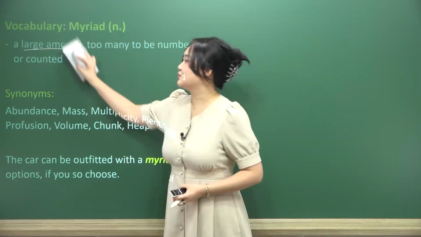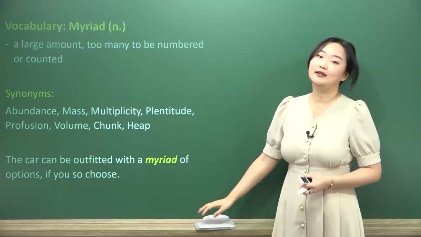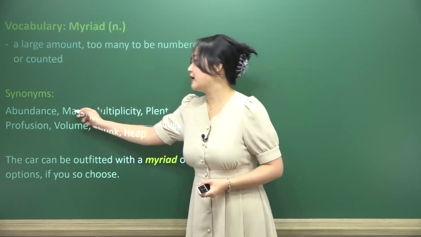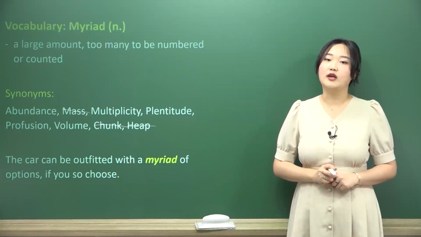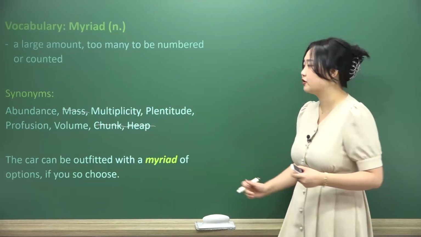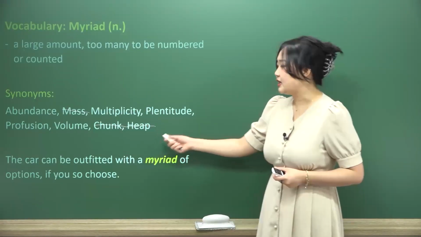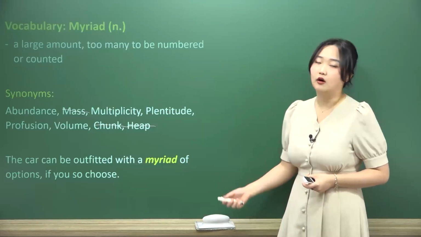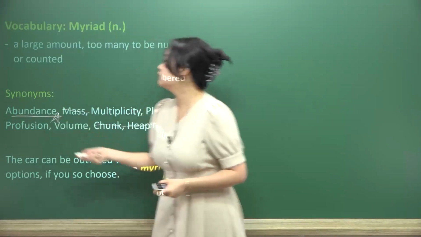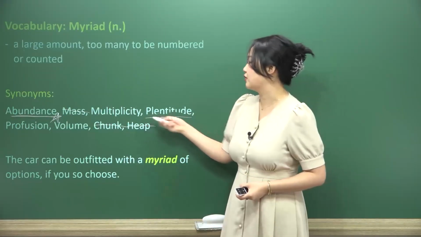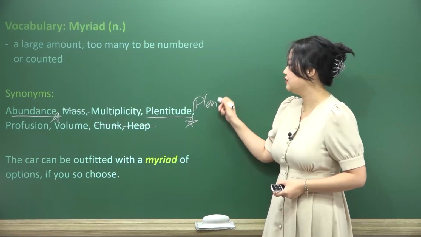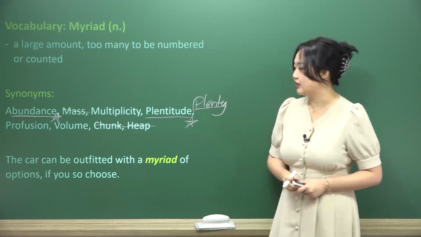As you can see, some of these words are quite advanced and some of them are quite not advanced. So maybe we don't want to use the word heap too often, or the word chunk, or perhaps even the word mass. These ones we want to keep away from our academic language because we don't really need to use these. We need to use the stronger ones. Abundance, multiplicity, plenitude, profusion, and volume are all really good, but I would say that the word abundance is probably the best one. Also, just as a side note, the word plenitude is also quite good as well. This idea of having plenty, right? Plenitude, plenty, we can see the connection there.